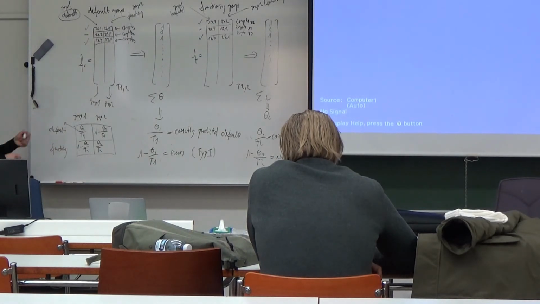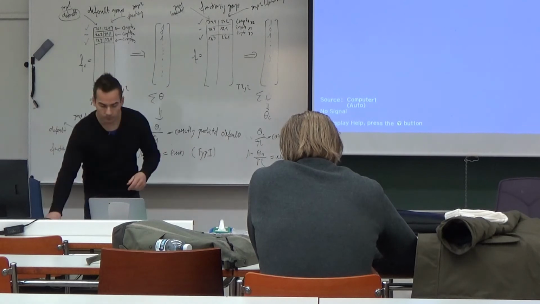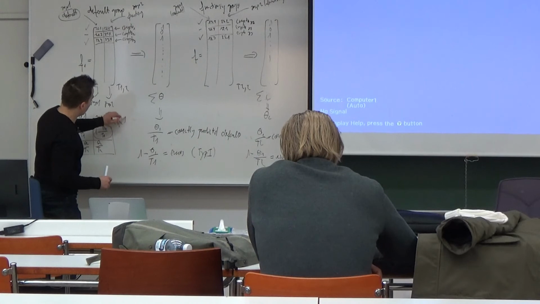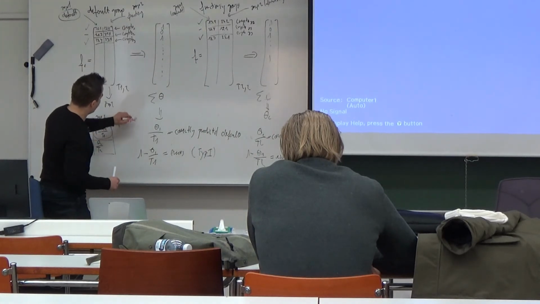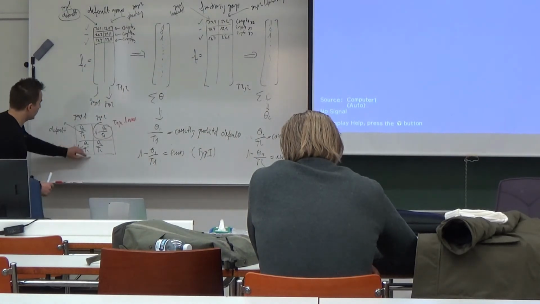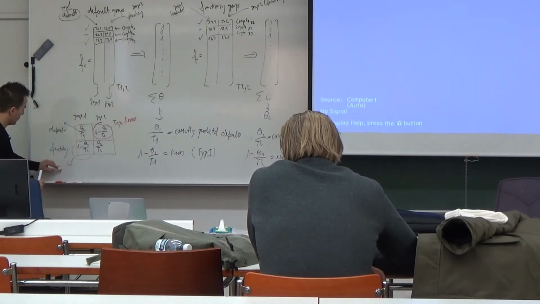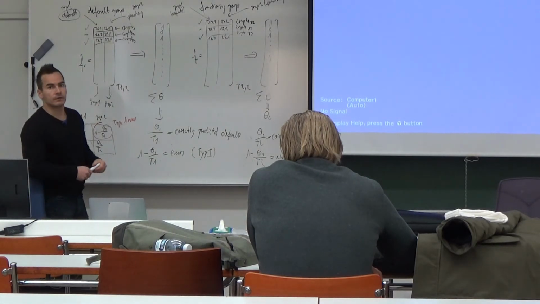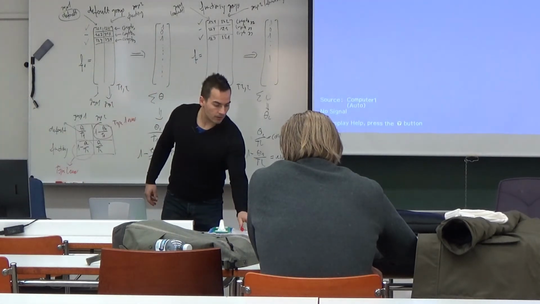So this here, in our notation, is the type 1 error. And this one here, in our notation, is the type 2 error. Is this clear to everybody? Now let's have a look at how we would implement this in our program.